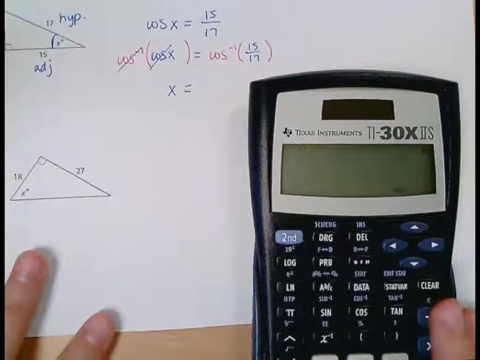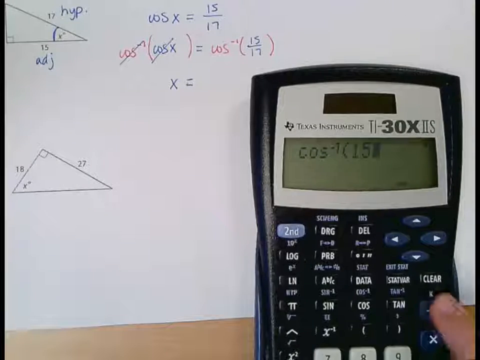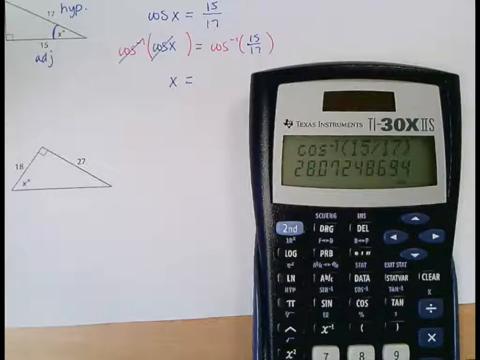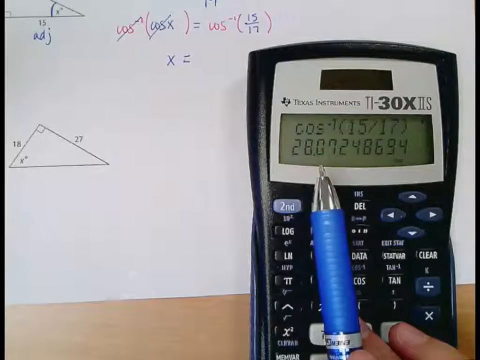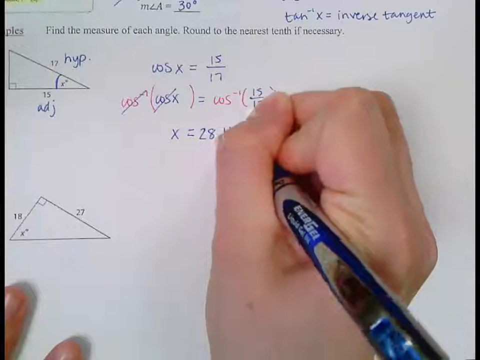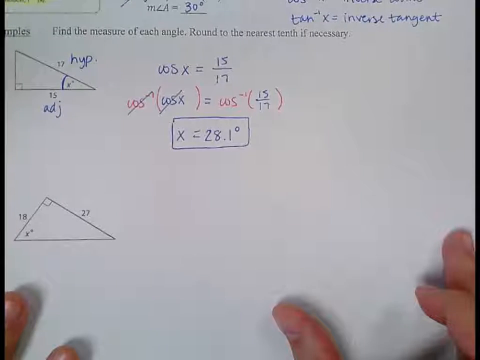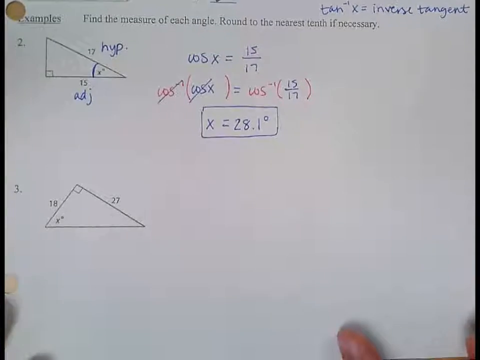So I would type in second cosine for inverse cosine, and then 15 divided by 17, close the parentheses, enter. So rounding to the nearest tenth, this would be about 28.1, and x is measured in degrees. Questions on example 2? All right, example 3 is very similar.